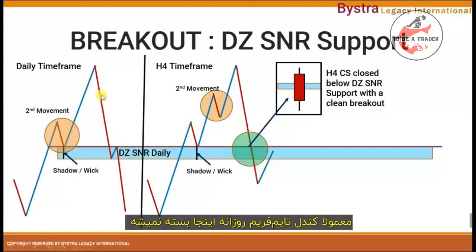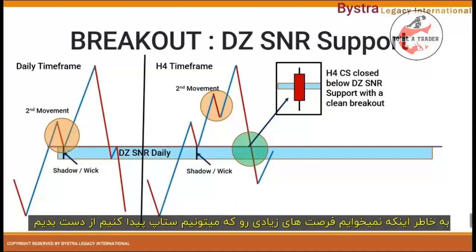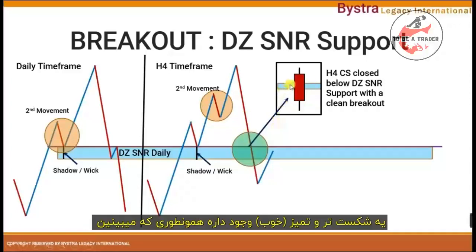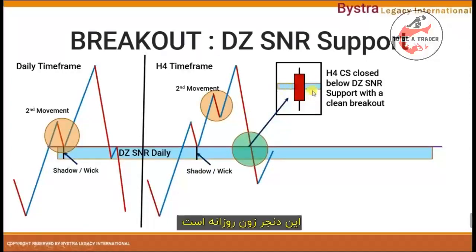At the daily time frame, normally the candlestick has not closed. So we look at the H4 time frame because we do not want to miss a lot of opportunities to find a setup. So at the H4 time frame, there's a clean breakout. As you can see, this is the danger zone daily.